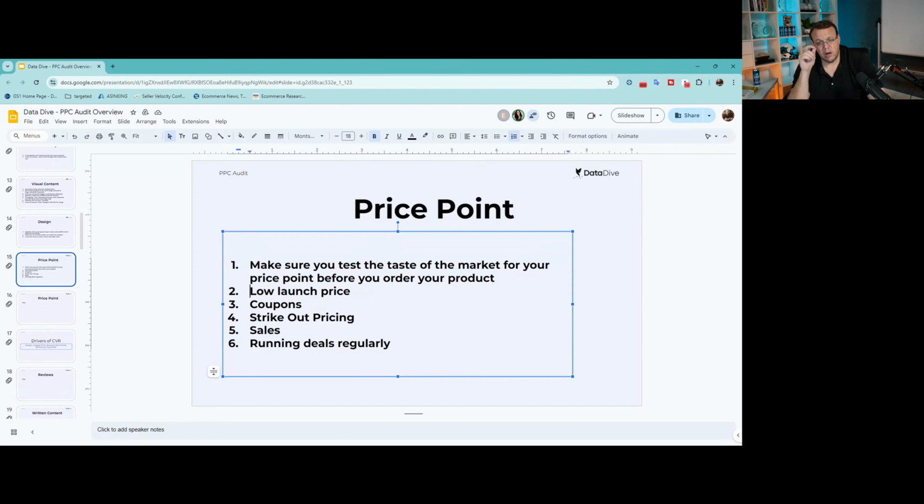What are people willing to pay? What are people willing to pay for your design of your product? And you can test that with audiences before you even launch.